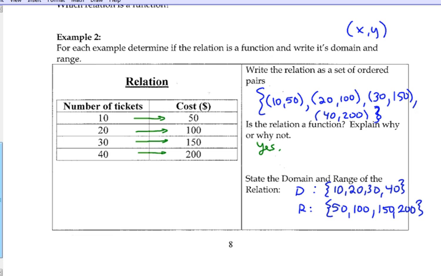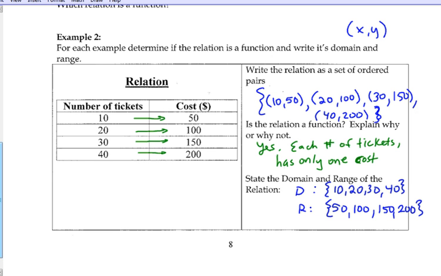No, that's not because it goes up by 50. Paul? Every x has only one y. Or we can expand that. What's the x in this problem? The number of tickets. So each number of tickets has only one cost. If I'm buying 10 tickets, it's not going to output 2 different costs. Each x has only one y. That says cost here, sorry.